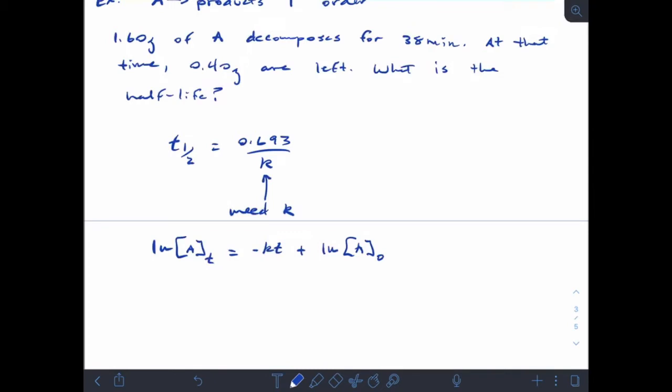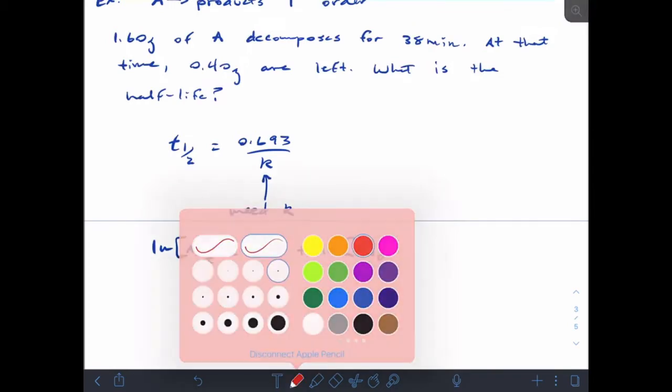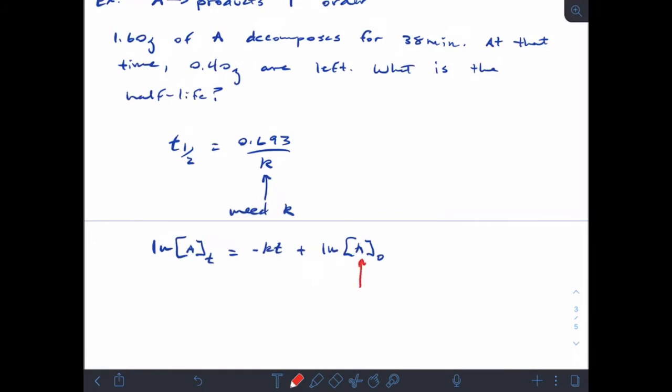Okay? Because in our problem, we are given this information, we're given this information, and we're given this information. We're told that we start with 1.6 grams, we're given a time of 38 minutes, and we're given the concentration at that time of 0.4 grams. Okay, so I can use the integrated rate law to solve for K.